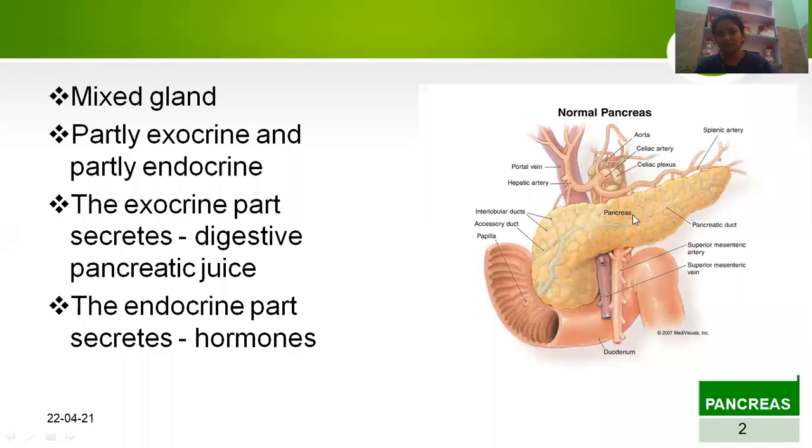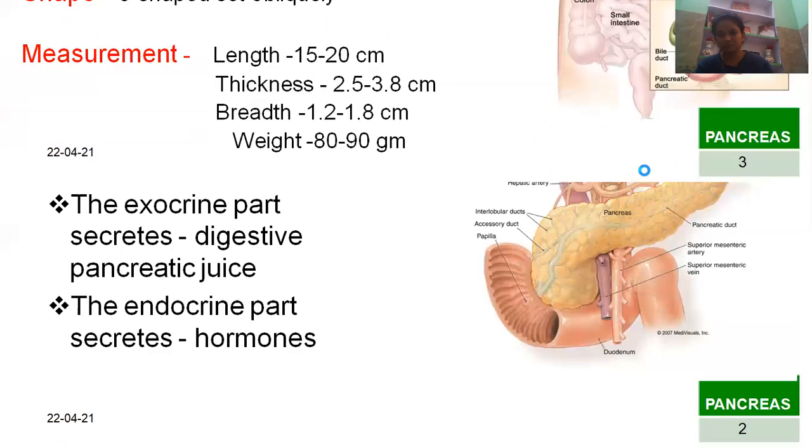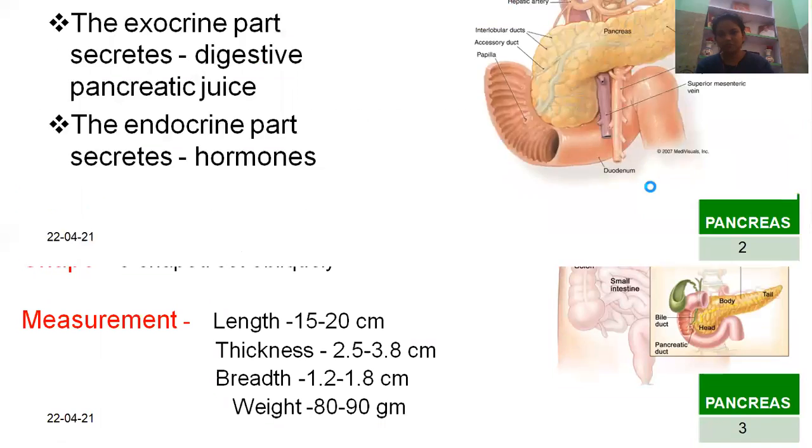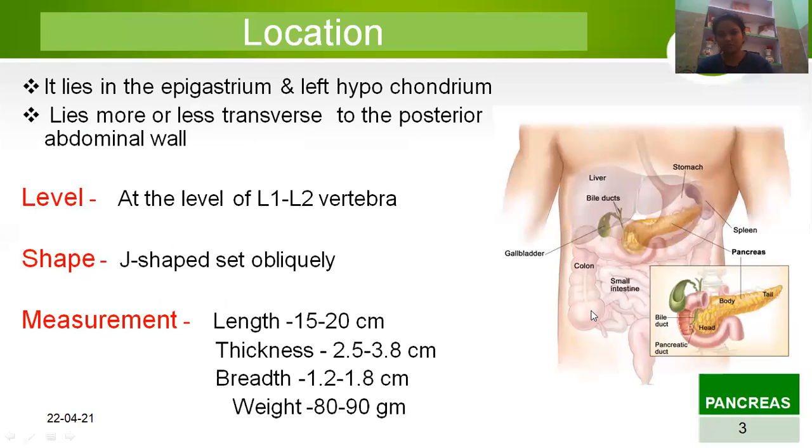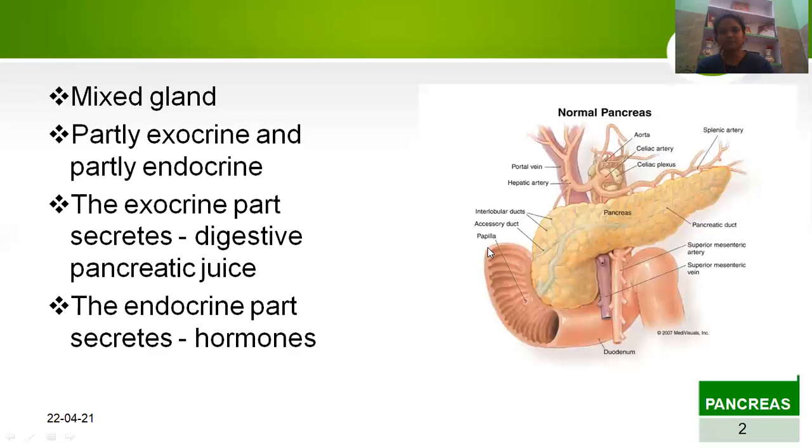This is the pancreas. This is the duodenum. This is the pancreatic duct, superior mesenteric artery and superior mesenteric vein. This is the duodenum part. This is the interlobular duct and this is the accessory duct. We will talk about that later.